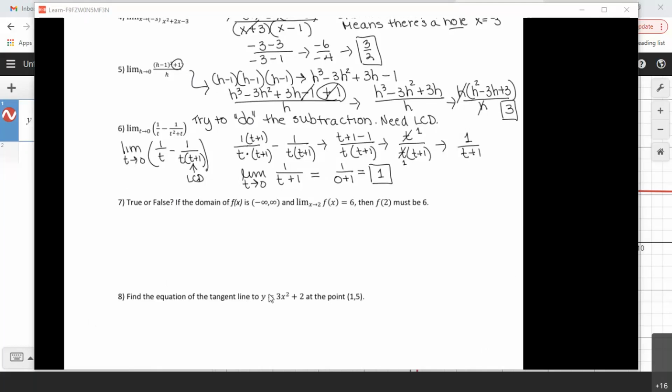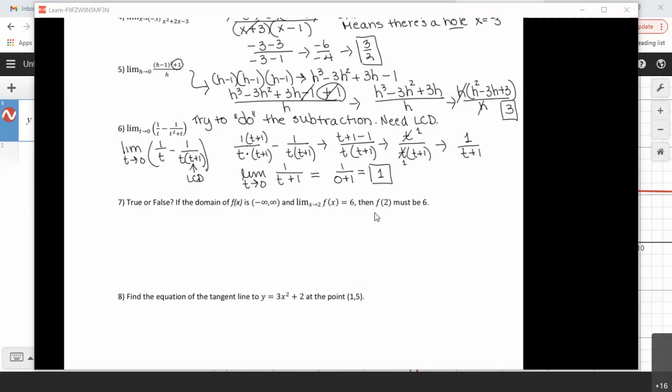So here's an example of something that could be an explain question. True or false? If the domain of a function is negative infinity to positive infinity, and the limit as x approaches 2 of f of x is 6, then f of 2 must be 6. This would be something true or false. That would be the first part of the question. You'd answer that, and the second part would be explain your answer.